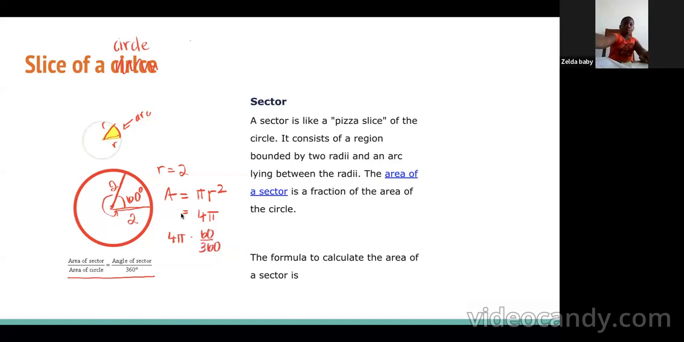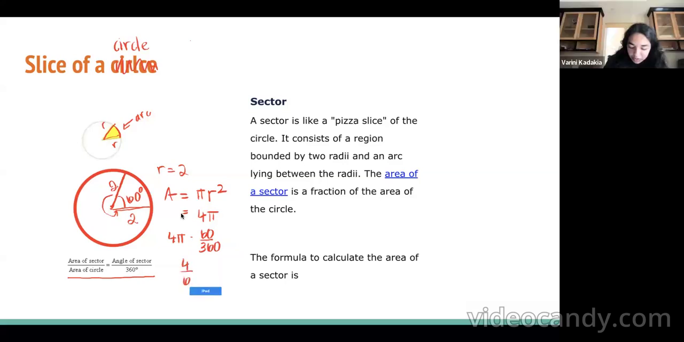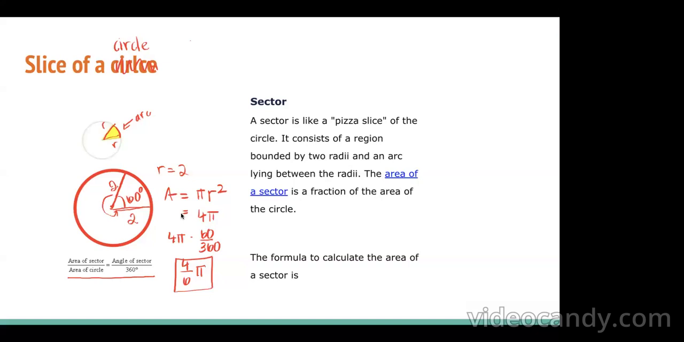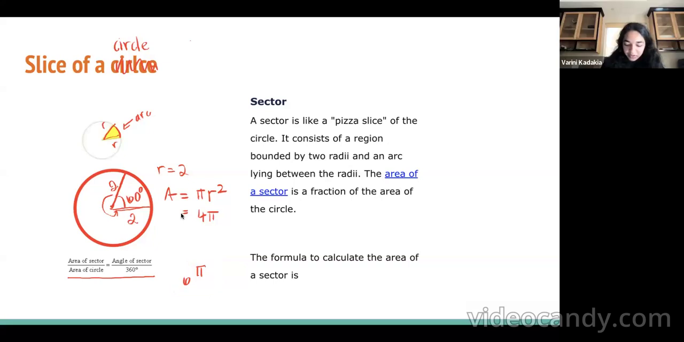So this is actually going to be 4 over 6 pi is our answer in this case. Does that make sense? No, please, I don't understand. Did you guys get how to get the area of the circle? The area of the circle made sense, right?